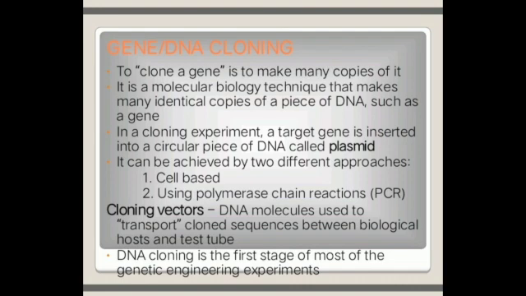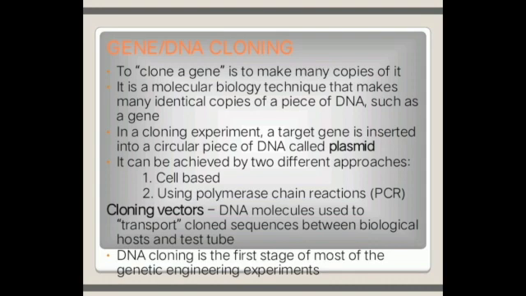Gene or DNA cloning is a molecular biology technique that makes many identical copies of a piece of DNA, such as a gene. In a cloning experiment, a target gene is inserted into a circular piece of DNA called a plasmid. A plasmid is a small, circular, double-stranded DNA molecule and naturally exists in bacterial cells.